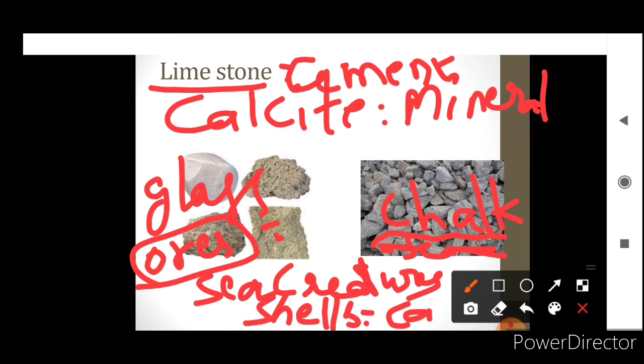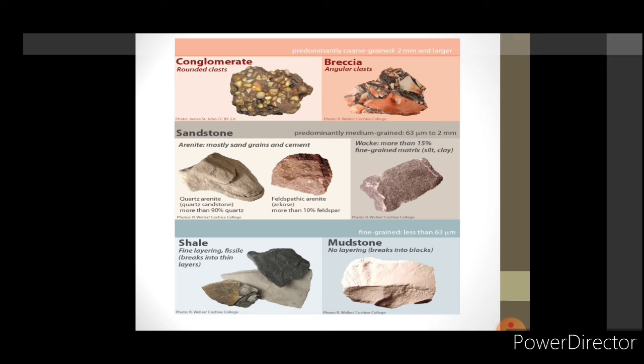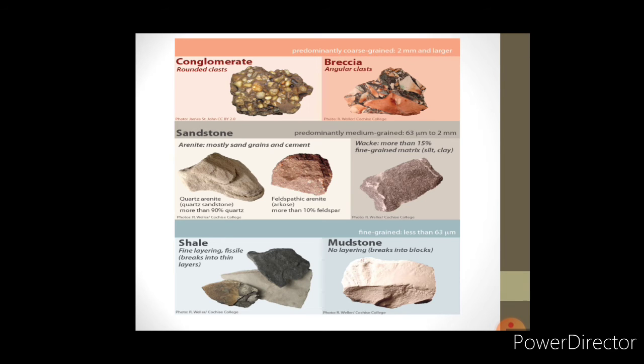So there are many uses of limestone. It is formed by the sea creatures whose skeleton is made of calcium. Those all go down to the seabed and form layers. These layers harden to form limestone, and chalk is a limestone. Cement and glass, all these are made from limestone. Understood? And now we will see the other types of sedimentary rocks.